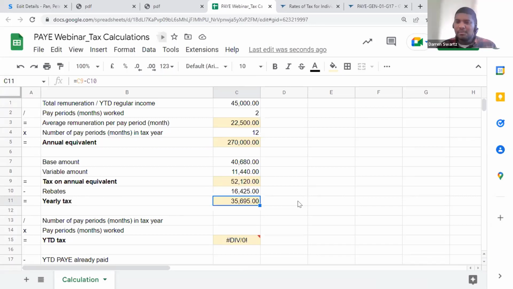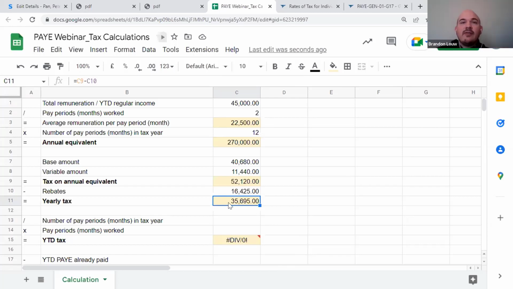Okay. Great, Brandon. So now we've reduced the tax liability by the rebate of 16,425, and we've got the yearly tax of 35,695. How do we go about determining the tax that should be paid for the current payroll period?